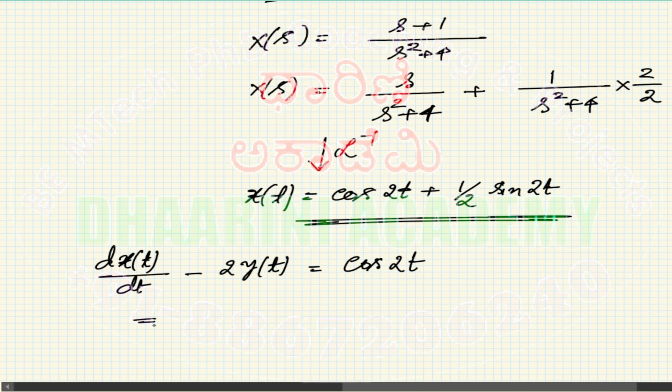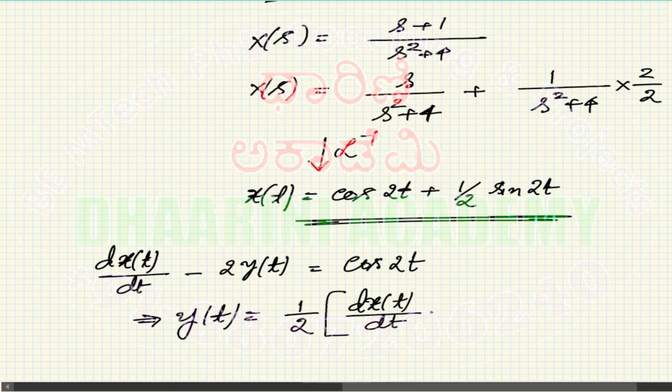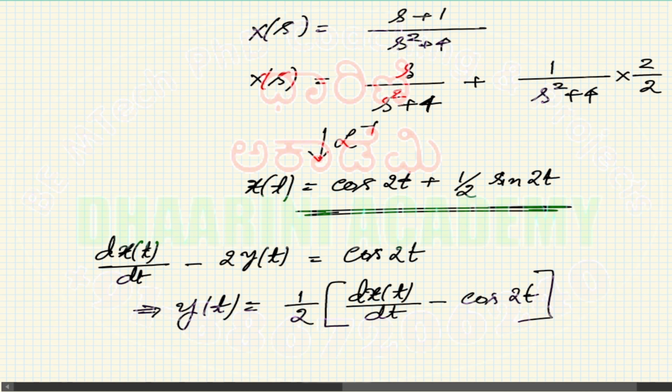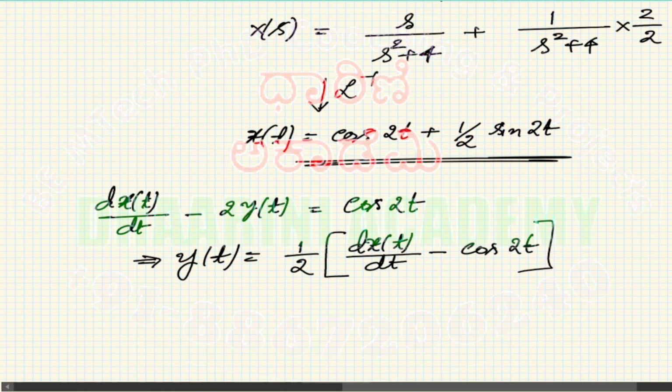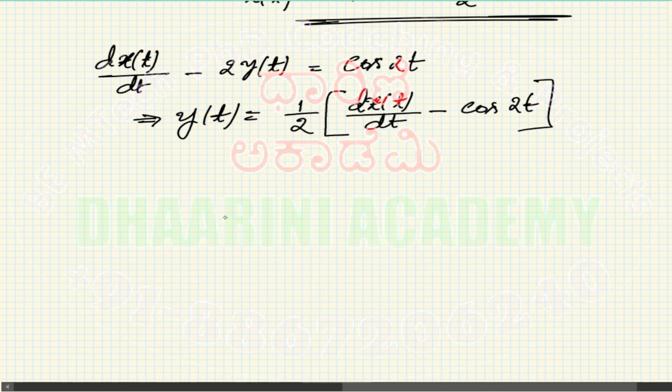This implies if you want to calculate y of t, it goes to the other side. There is a 2, so it becomes half of dx of t by dt minus cos 2t. All right. So apply the x of t here and differentiate that and get the answer.